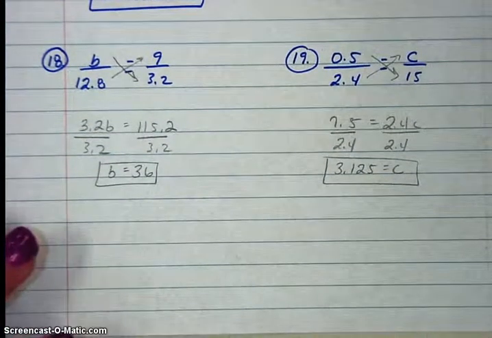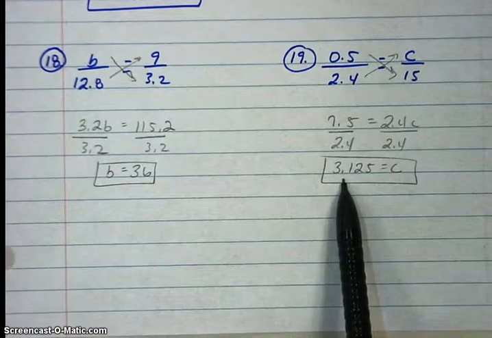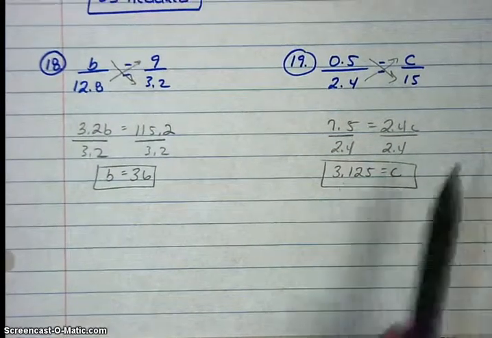Cross multiply and solve. Make sure you're giving me the exact answer. This decimal is exact. It would work. You can also give me a fraction there. All right, so that's number 19.